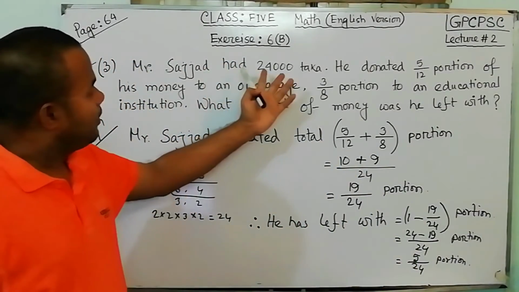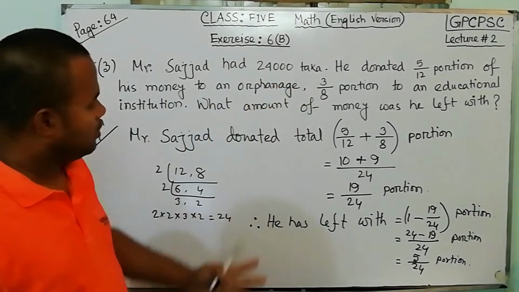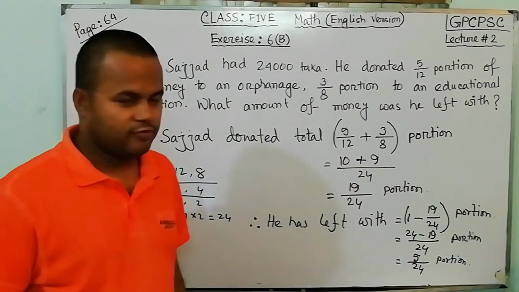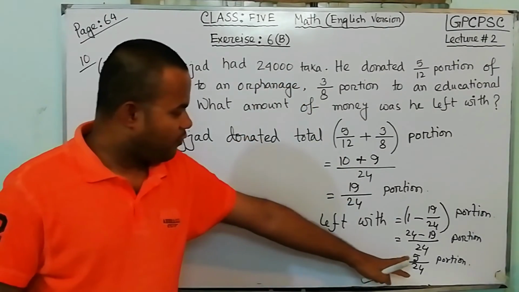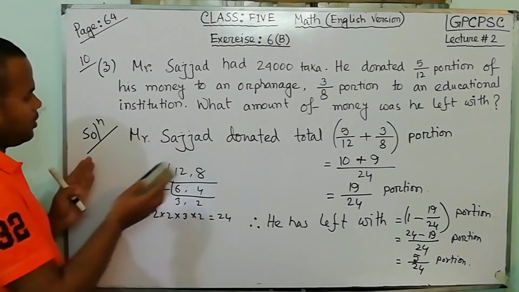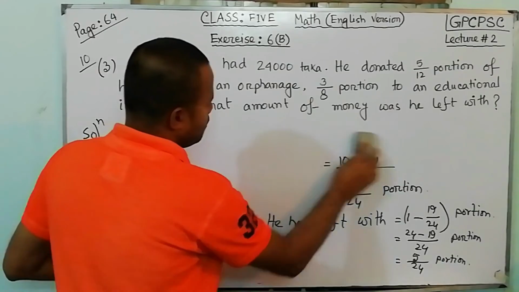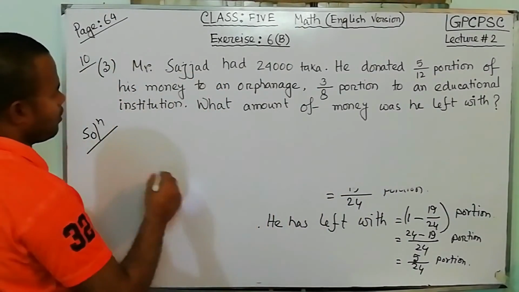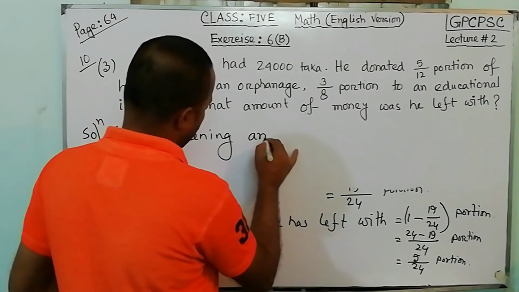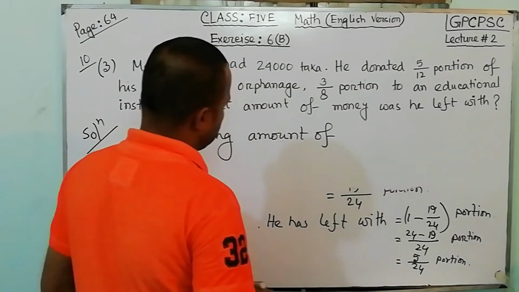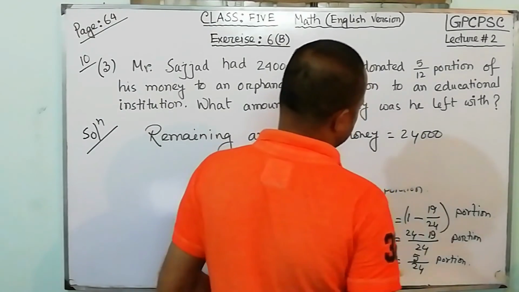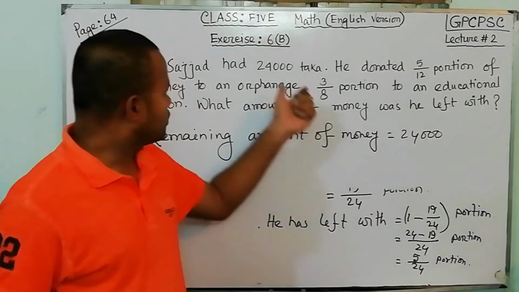Now the total amount is 24,000, and he has left with 5 by 24 portion. So what amount of money does he have left? That means he has 5 by 24 portion of 24,000. So the remaining amount of money equals 5 by 24 portion of 24,000.